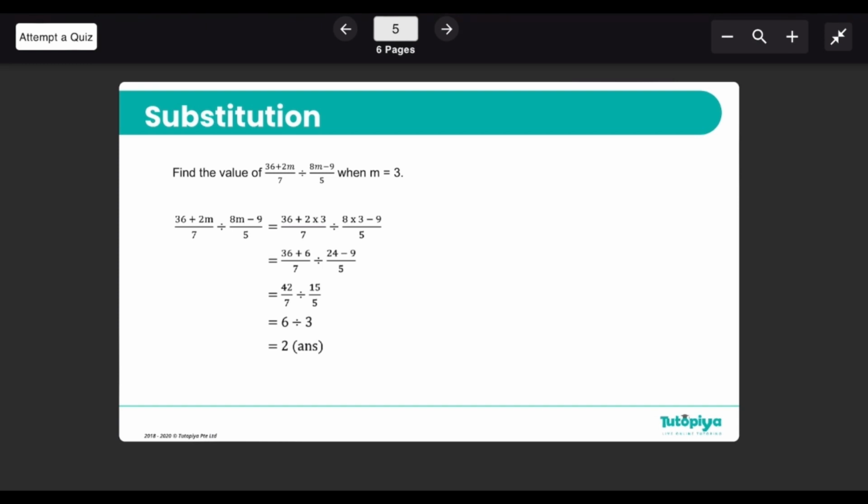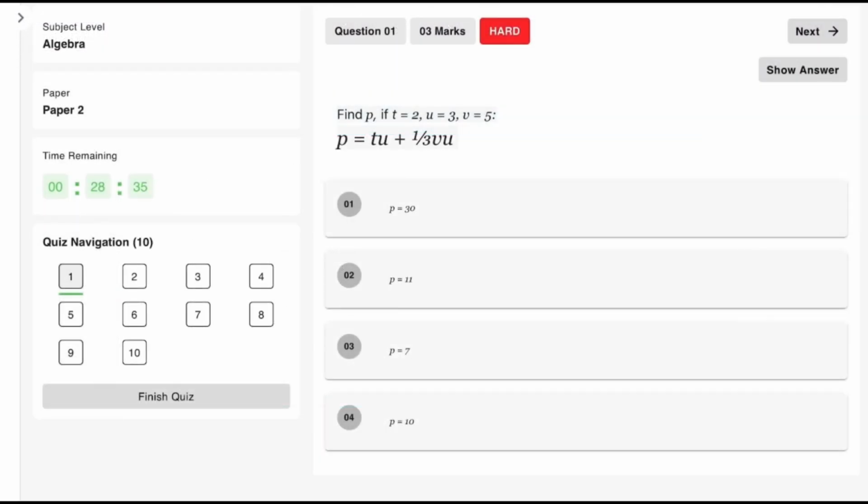So that's basically a small summary of what substitution is. Now let's look at the questions. Right, so to finish off, we're going to do some questions, and we have this expression here where we need to substitute the values for t, u and v.